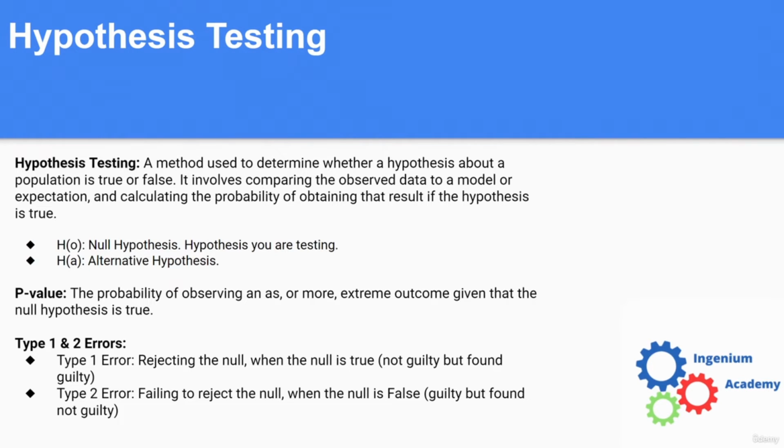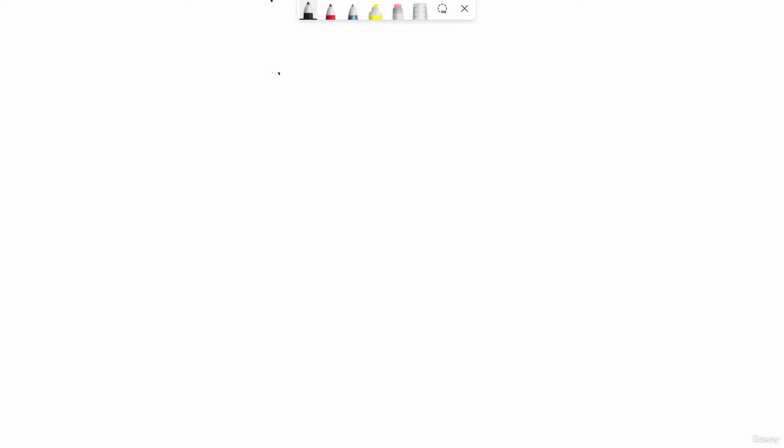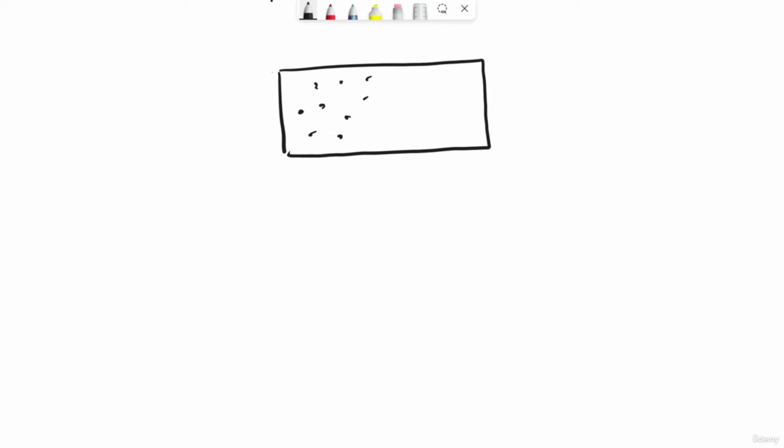So let's hop off this slide and move into a visual example to really understand what I mean by a p-value and the significance level, and tie this back into a sampling distribution. Let's run with the example that we explained in the slides. Let's imagine that we are calculating the mean of the population. We want to test the mean height. And so what we do is we take a sample from this population.